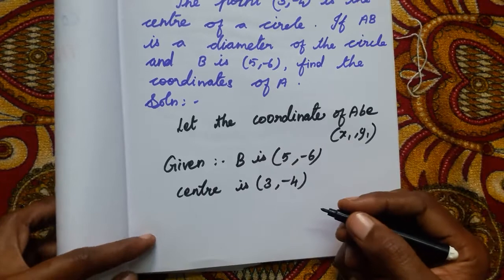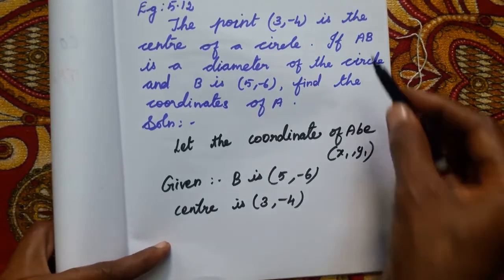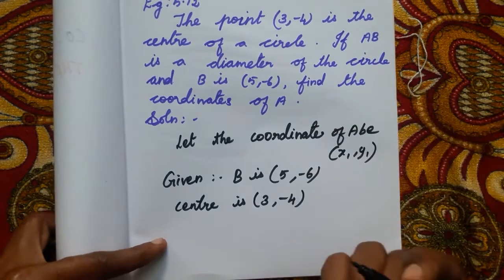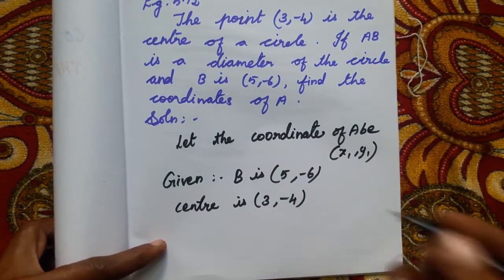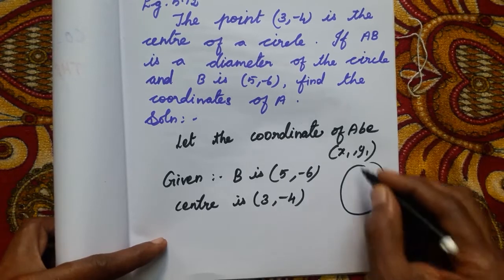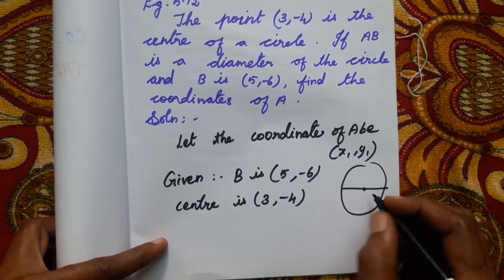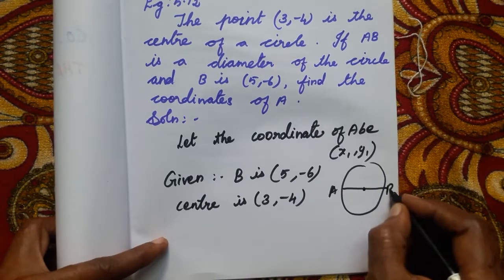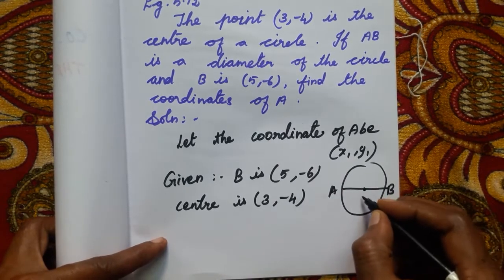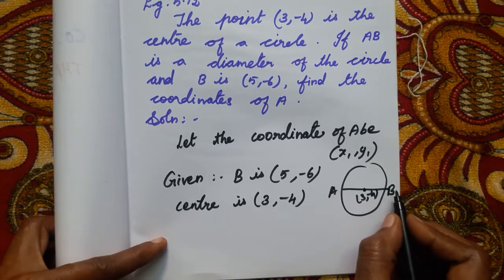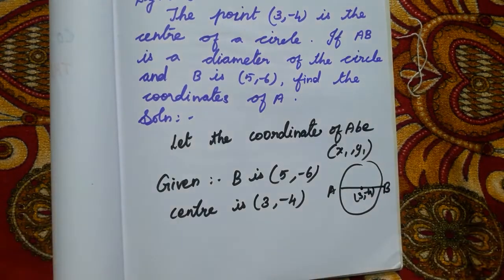Center is (3, minus 4). AB is a diameter of the circle. Here it is a diameter, with endpoints A and B. Center is given as (3, minus 4). So we know that the center is the midpoint of AB.